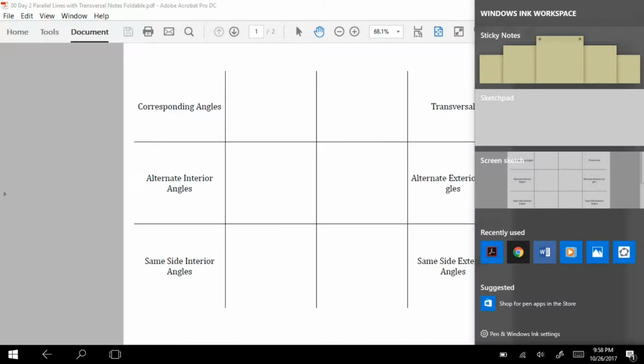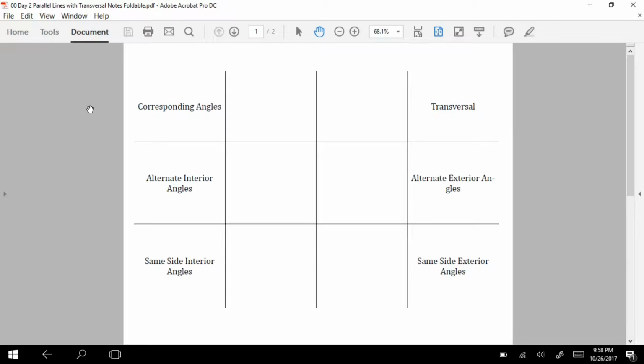So in yesterday's installment, we learned about vertical angles, adjacent angles, and linear pairs. We learned some special vocabulary about angles. So today, we're going to learn even more vocabulary about angles.